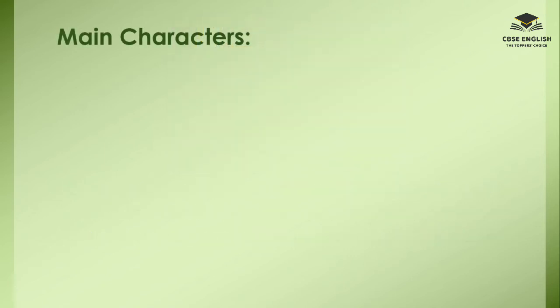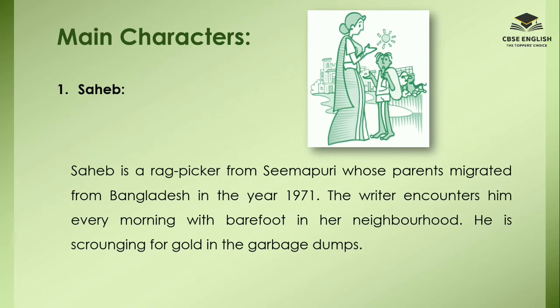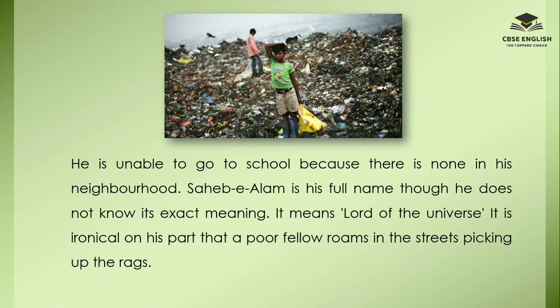Now we'll discuss the main characters of this lesson. Number 1. Sahib. Sahib is a rag picker from Seemapuri whose parents migrated from Bangladesh in the year 1971. The writer encounters him every morning barefoot in her neighborhood. He is scrounging for gold in the garbage dumps. He is unable to go to school because there is none in his neighborhood.